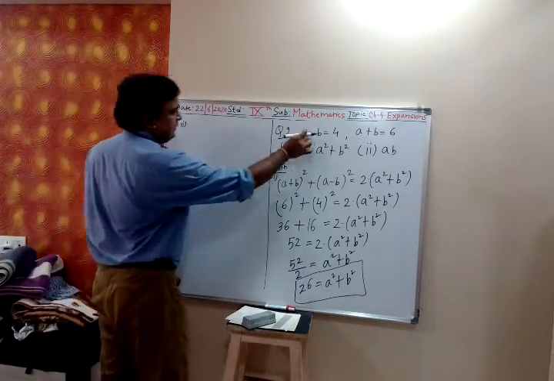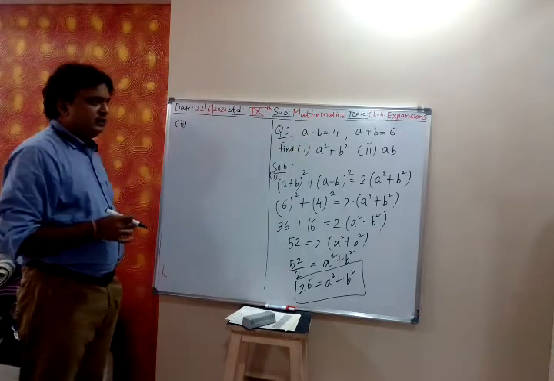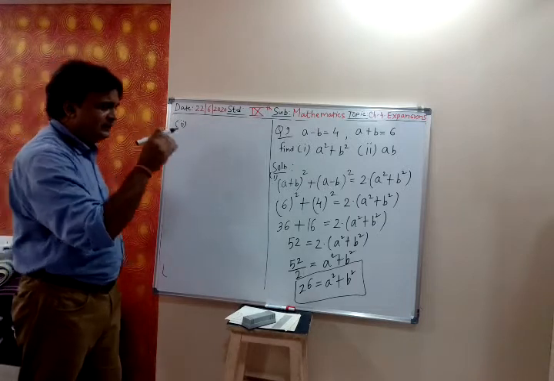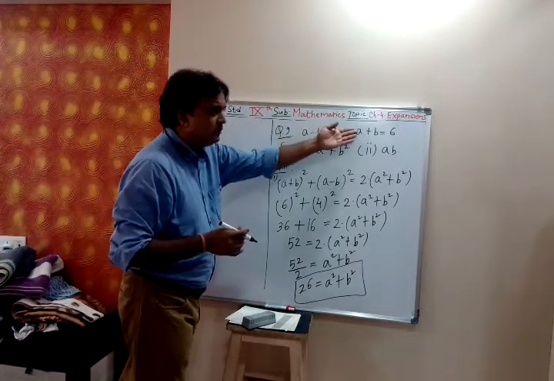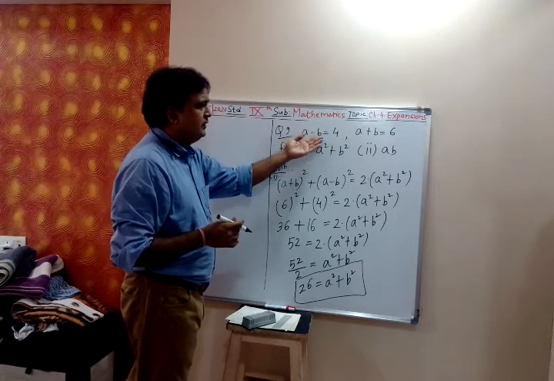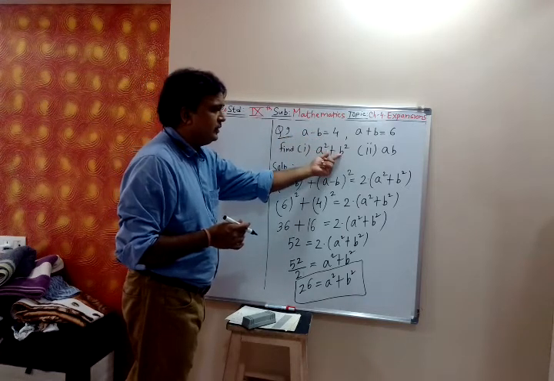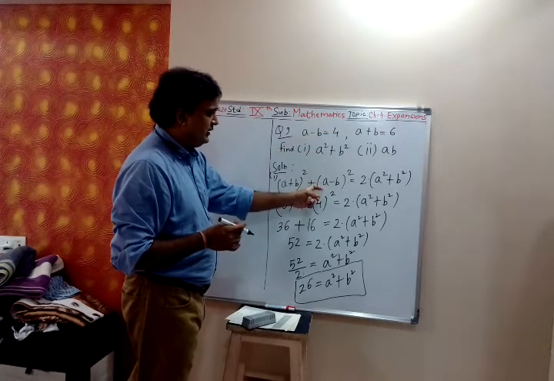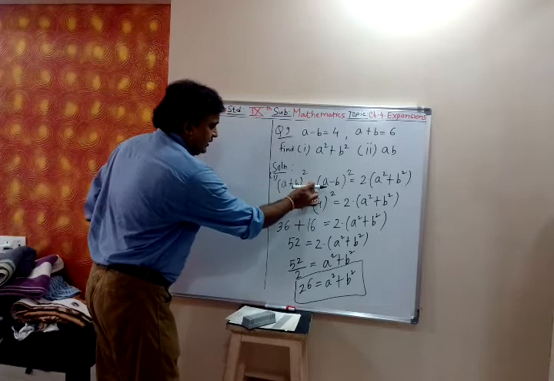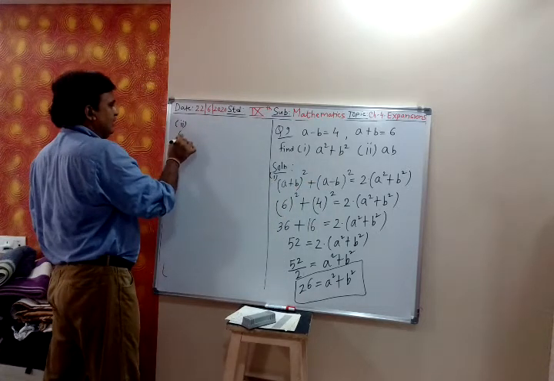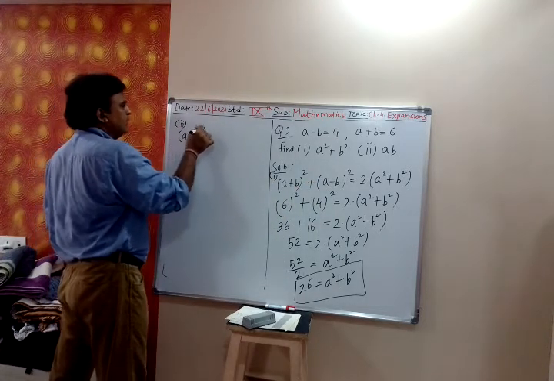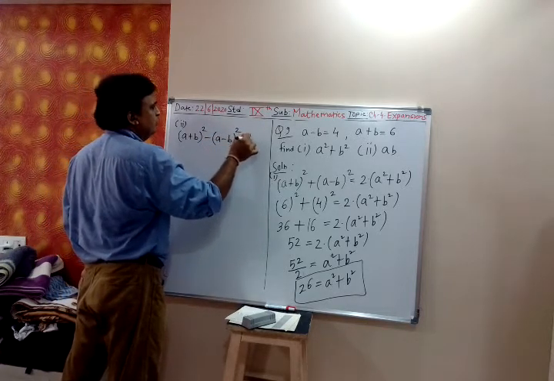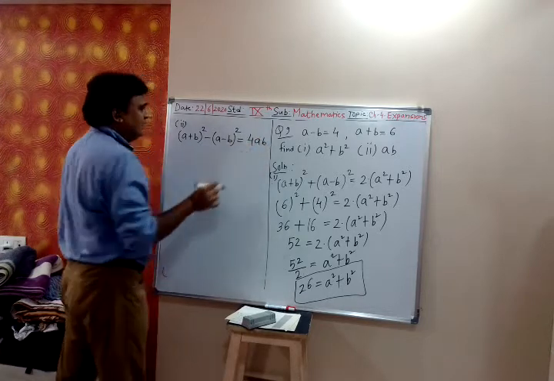We know the value of a minus... Yes, you can use that a plus b whole square or a minus b whole square, because now you know the value of a square plus b square. That is one of the methods. Now let me write the same formula, the direct formula. a plus b whole square minus a minus b whole square is equal to 4ab. You know, this is the formula.